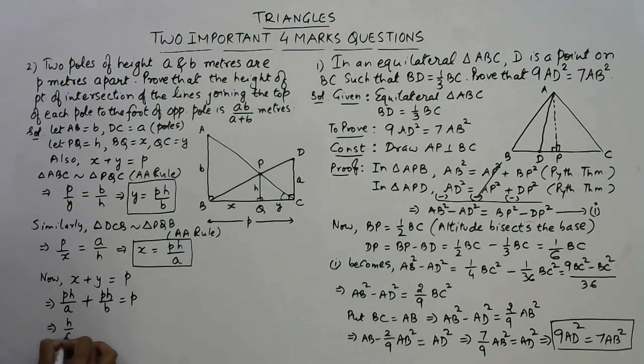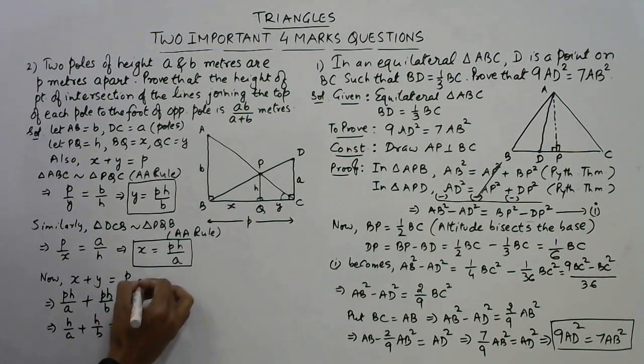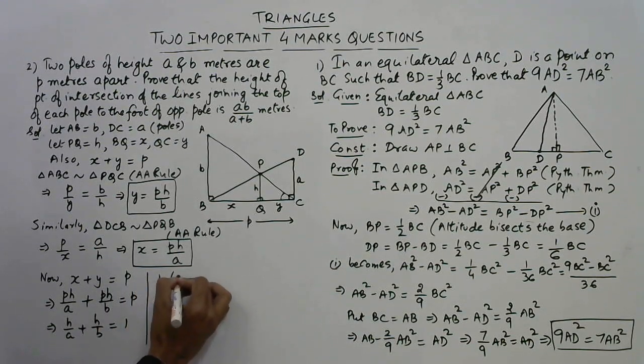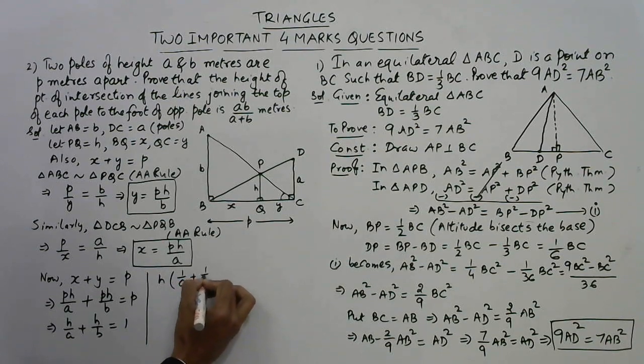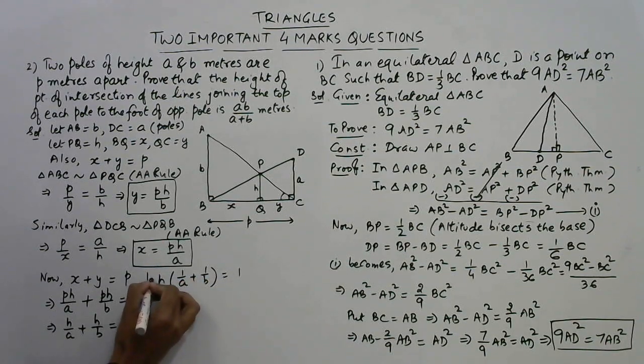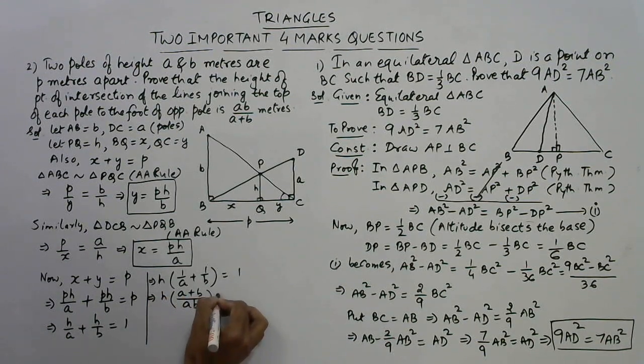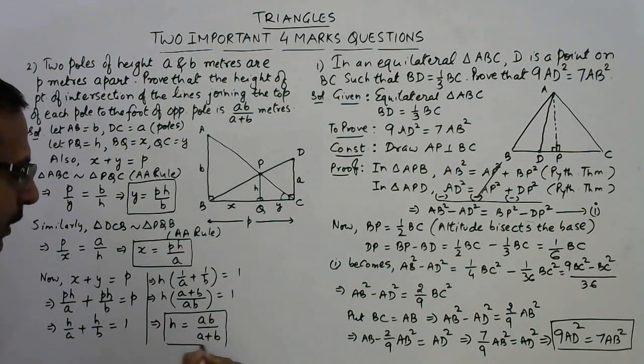So H upon A plus H upon B equal to 1, and when you take H common, this will be H times 1 upon A plus 1 upon B equal to 1, thereby giving you the LCM as AB and numerator as A plus B. So if you take this term that side, the value of H will come out to be AB upon A plus B, and this is what was required to be proved in this important question.